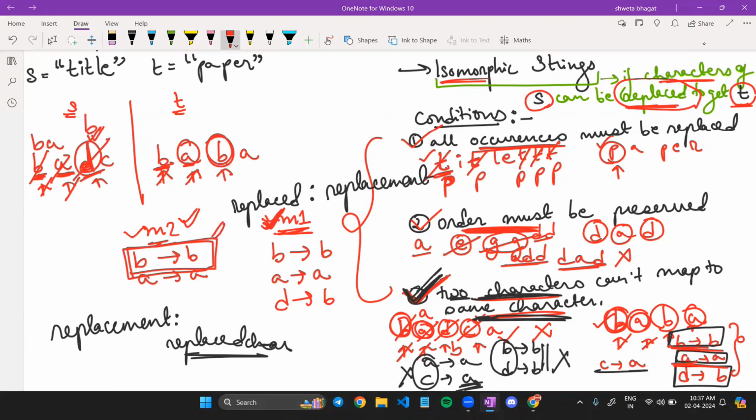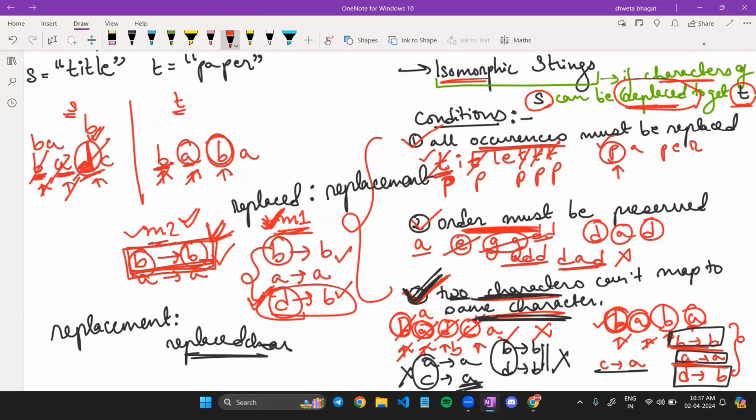But we can see over here clearly that B is already replaced by B, correct? So it means that we cannot replace D with a B, because if we replace D with a B, then we'll violate the third case. That is, we are mapping two characters to the same character B, correct? So the moment we find that this B is already mapped to a B, we'll simply return false because this D cannot be mapped to a B, correct? So I hope it's clear.